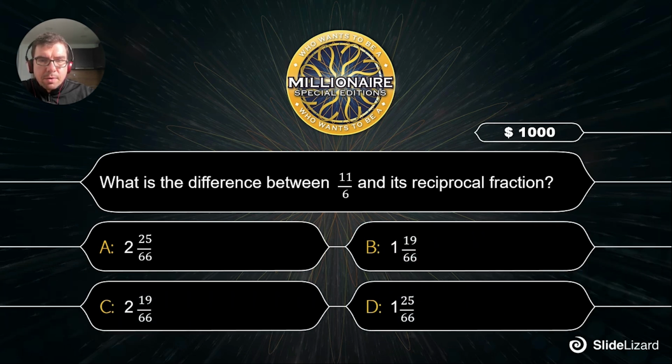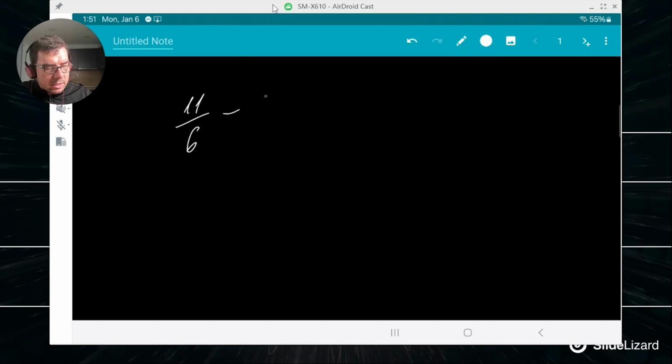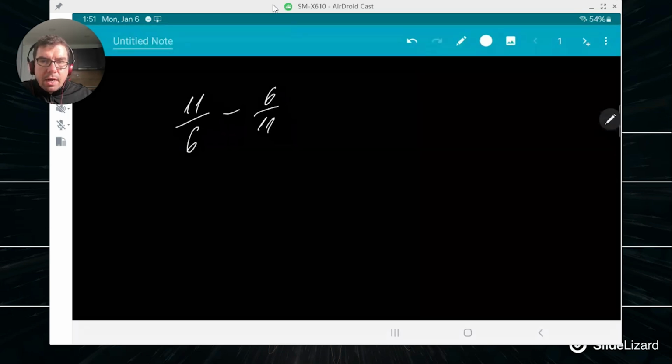What is the difference between 11/6 and its reciprocal fraction? Think about it, pause the video if you need to, and let me know the answer. So I have here 11/6 minus its reciprocal. If you remember, reciprocal means to interchange the places of the numerator and the denominator. So the reciprocal of 11/6 is just 6/11. And I calculate this difference.